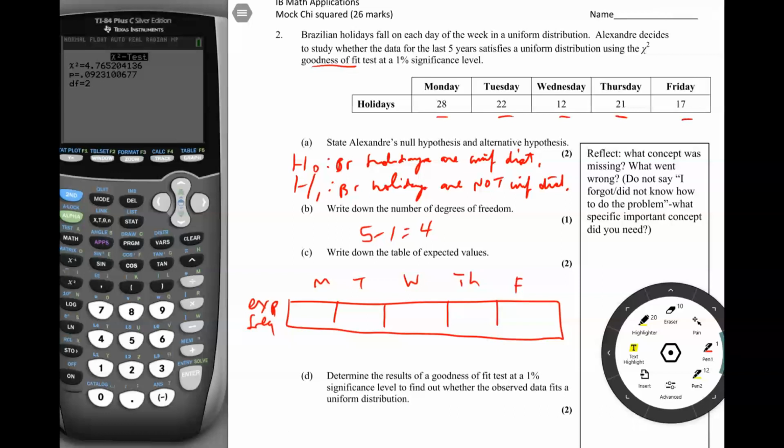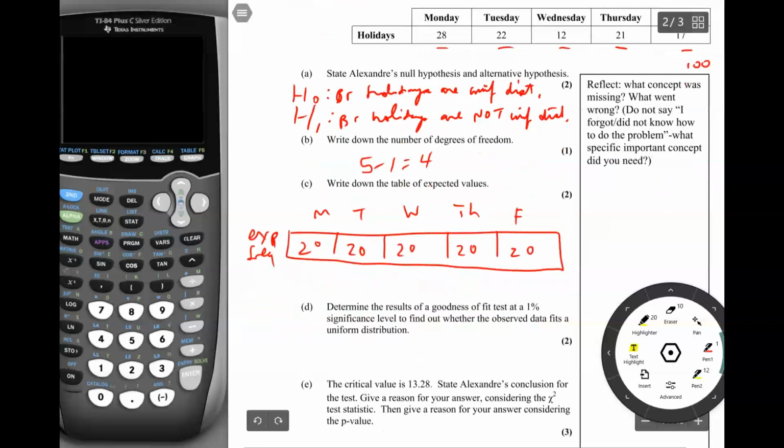So this would be 62, 83, it'd be 100. So there's 100 total. We're going to take the total of 100 and divide it by 5, which gives us 20, and we're going to put 20 holidays on each one of the days. And that's what we would expect to see if there was no bias between days of the week and which holidays they fall on.